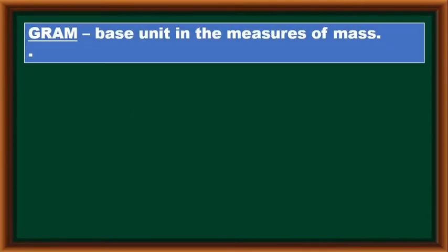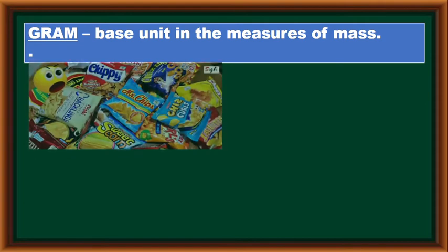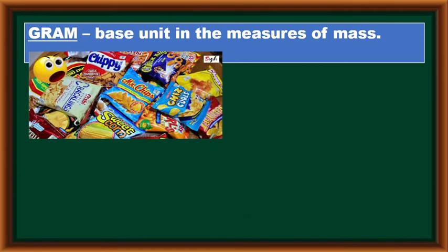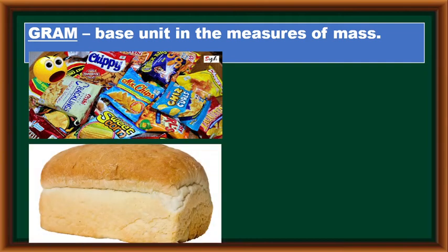Next, we have gram. Gram is the base unit in the measures of mass. Okay, just like your junk foods, cheese curds, wishy, cracklings, chippy, sweet corn, and so on. Grams yung ginagamit na unit. Same to our bread, grams. Okay? 500 grams, 300 grams, and so on.